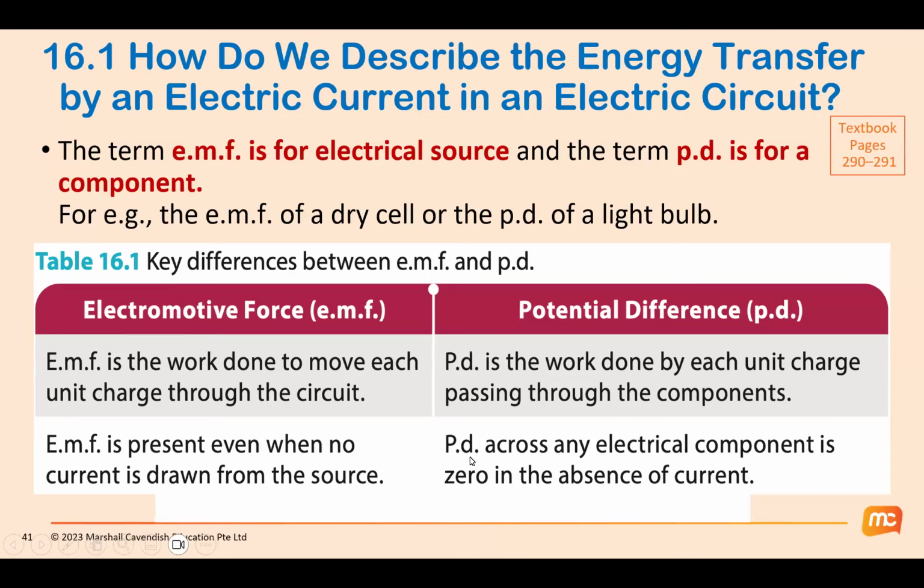But potential difference will be 0 if there is no current flowing, because if there's no current flowing, my charge doesn't need any energy to move across that component. My charge is not even moving.